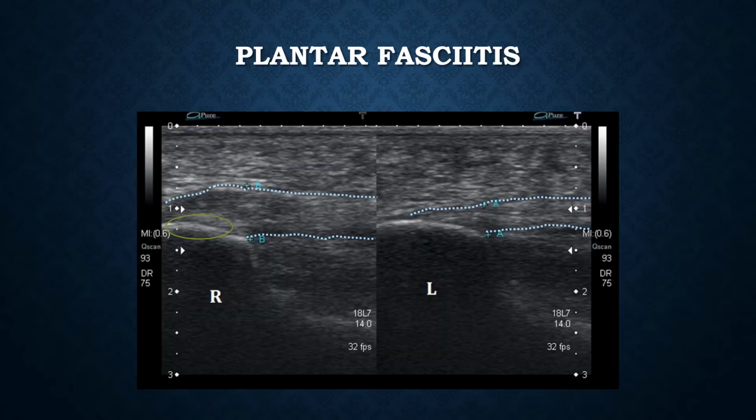Let's take another look at asymptomatic versus symptomatic images. The image on the left of the screen shows evidence of plantar fasciitis. We can again appreciate the thickened appearance, and another calcaneal osteophyte is circled in green.